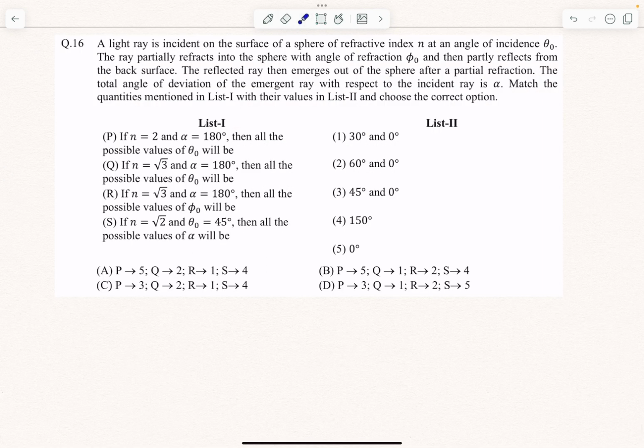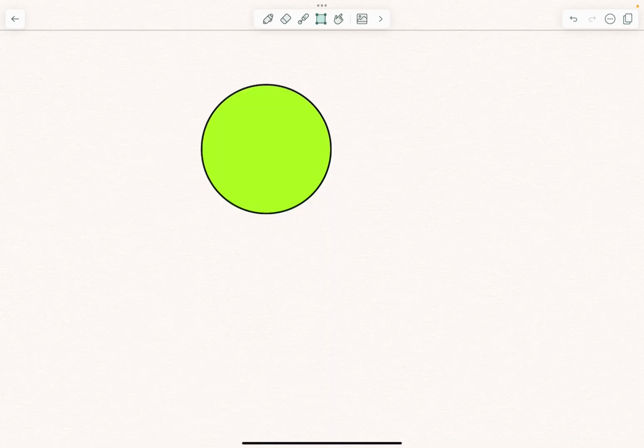Alright, so this is problem number 16. It's from geometrical optics. So we have a light ray that is incident on the surface of a sphere whose refractive index is n, and its angle of incidence is given to be theta naught. Okay, so let's draw the situation first. We have a sphere, and let's say this is the incidence point.